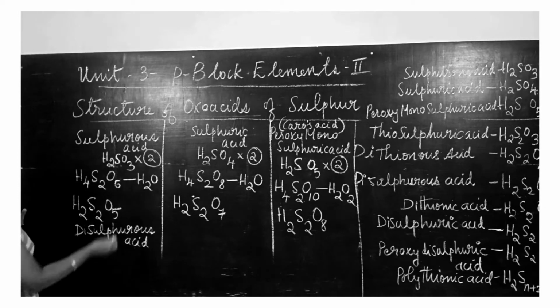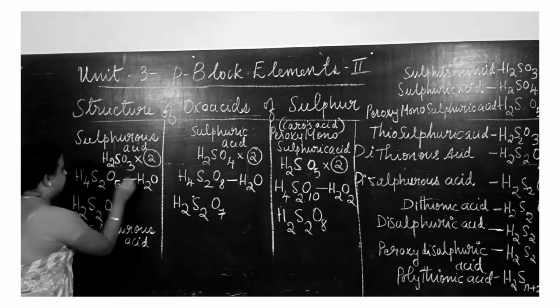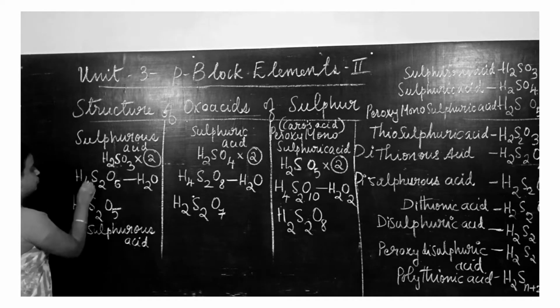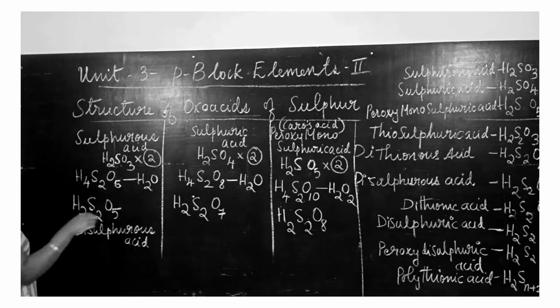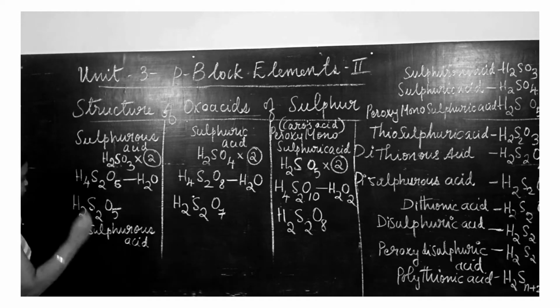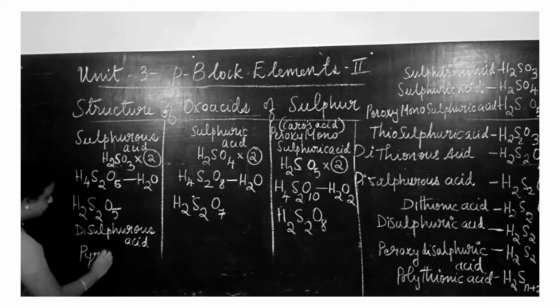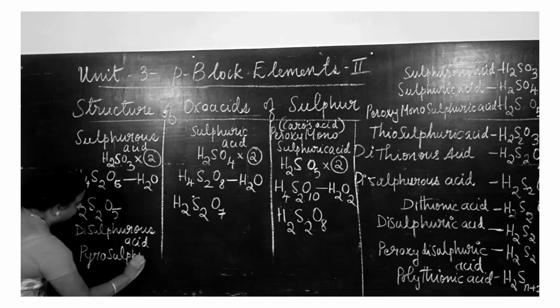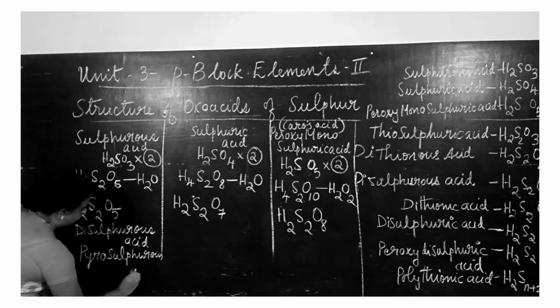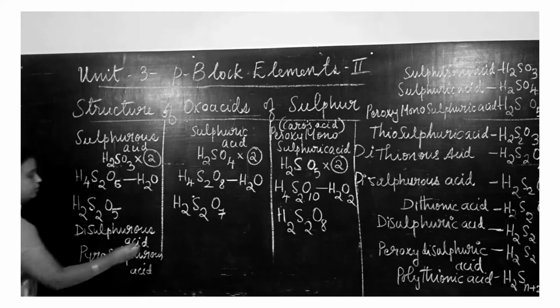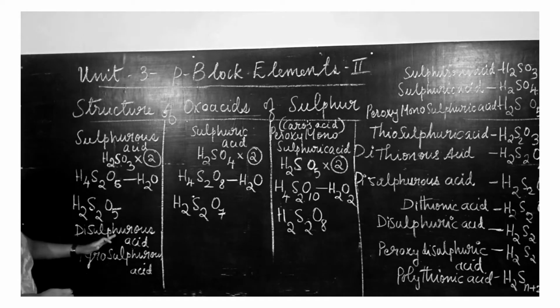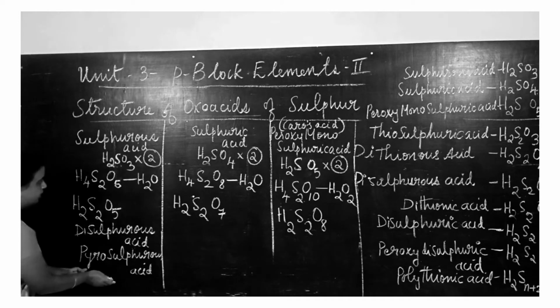Got it? Because a water molecule is being removed from this H4S2O6, and how do you remove it? By heating. So for that reason, we use the other terminology, pyro. So pyrosulfurous acid is another name for disulfurous acid. Got it? So the name for H2S2O5 is disulfurous acid. This is derived from sulfurous acid.